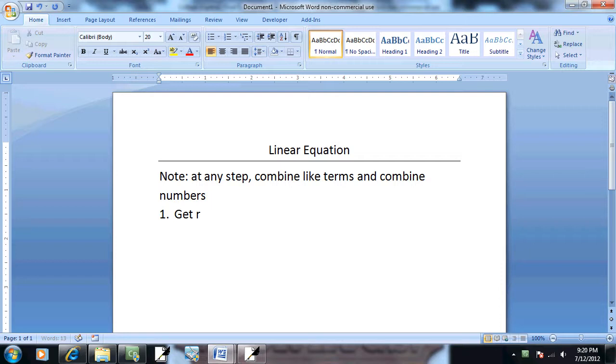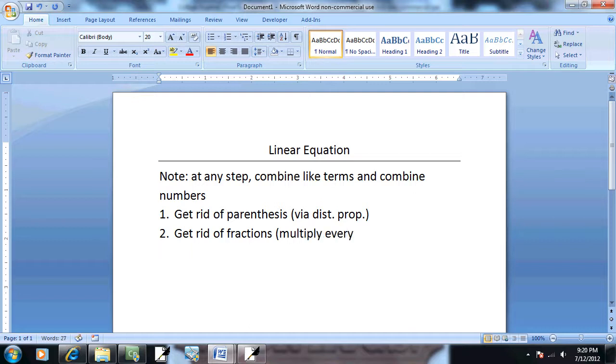Step 1, get rid of parentheses via the distributive property. Step 2, get rid of fractions. Multiply everything by the LCM of all the denominators.